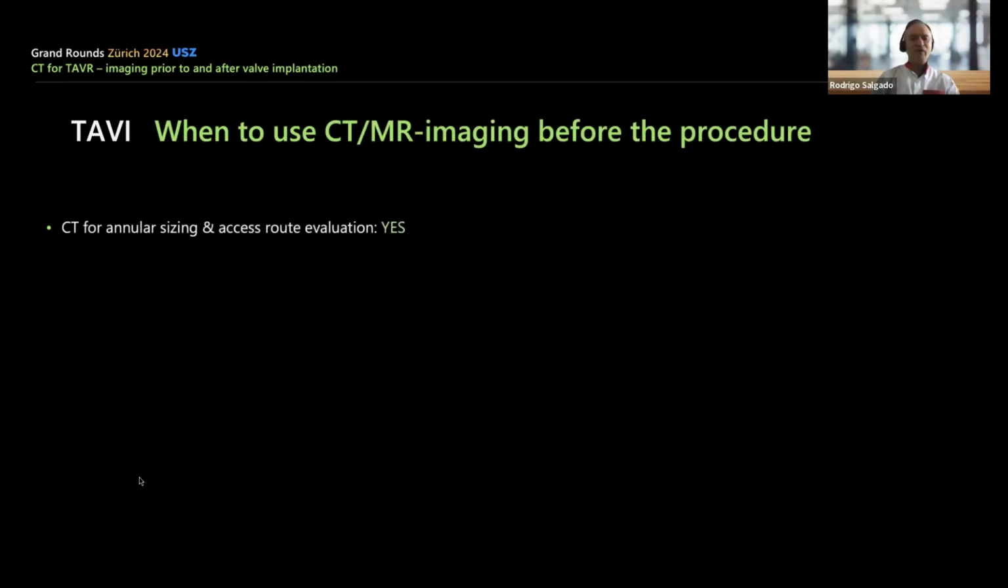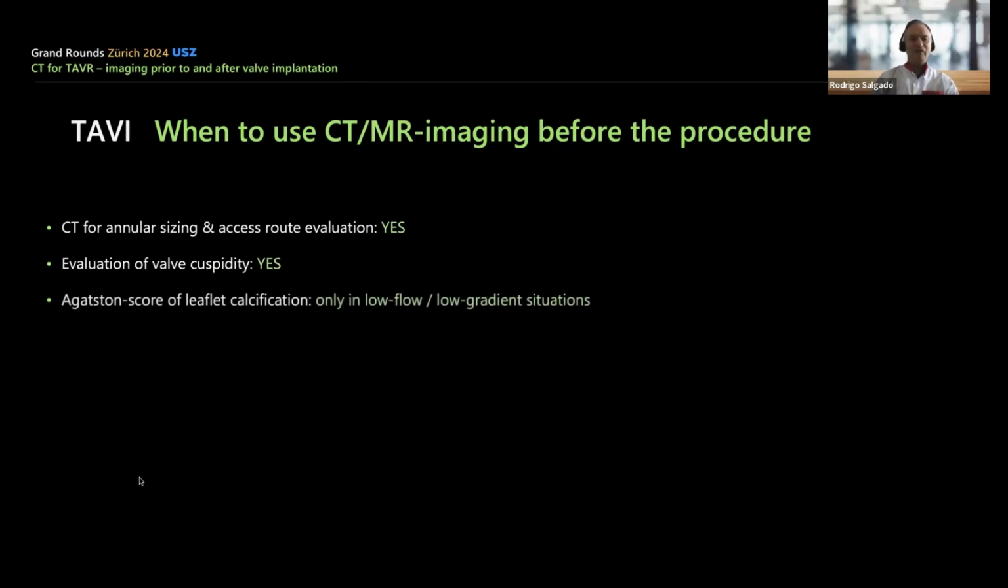So concluding before the procedure, what do we use CT for? Annular sizing and access route evaluation, certainly. Evaluation of valve cuspidity, yes, certainly. Agatston score of leaflet calcification only when you have a low flow, low gradient situation, not systematically. Coronary artery evaluation, I think it depends on your local expertise, practice, and equipment.